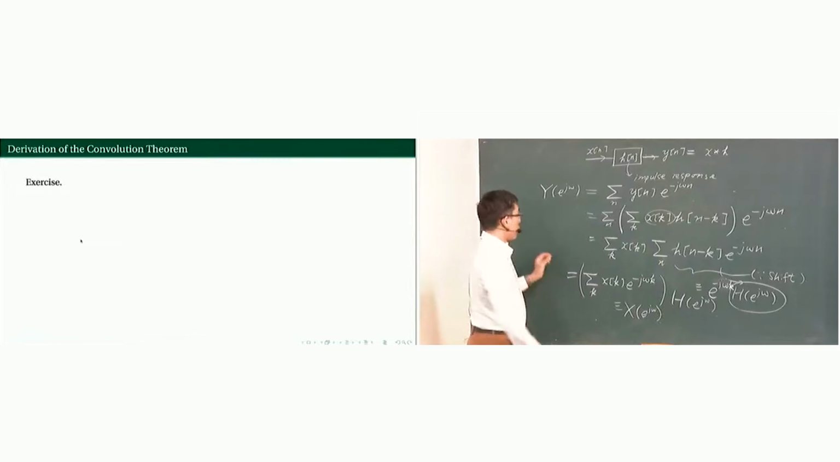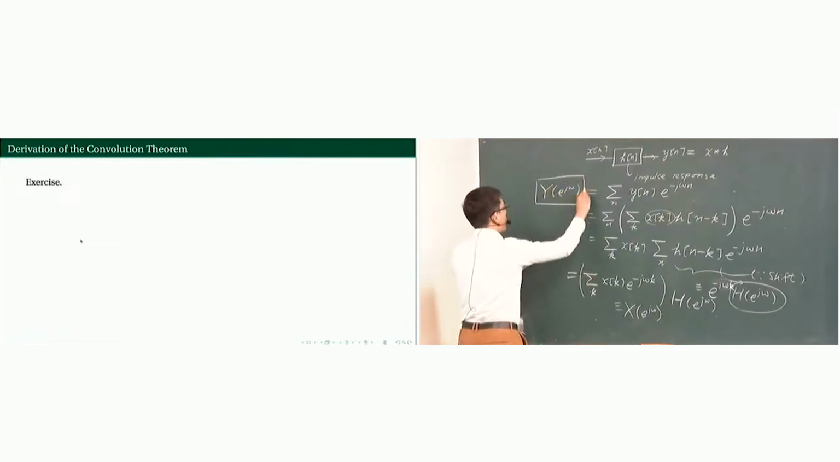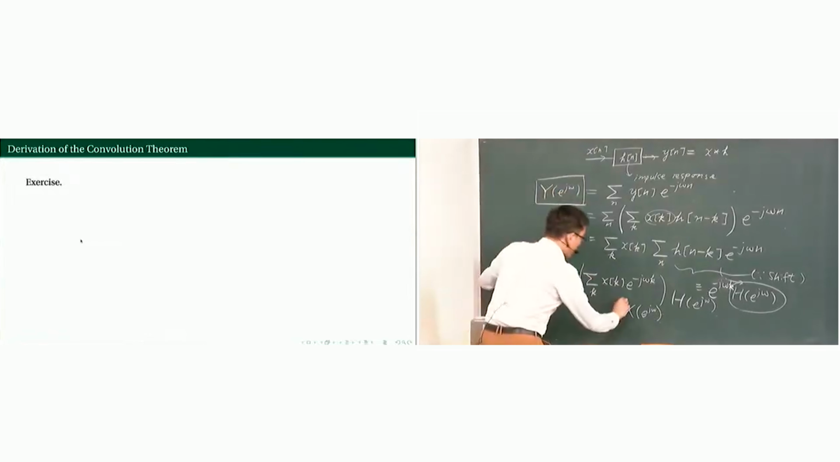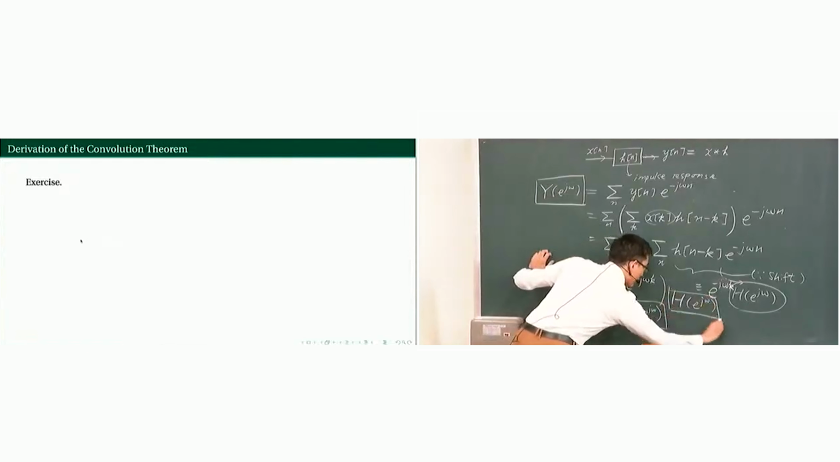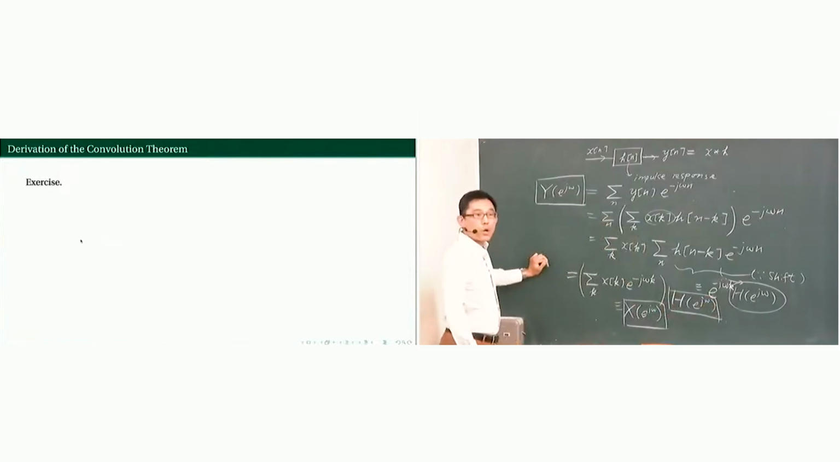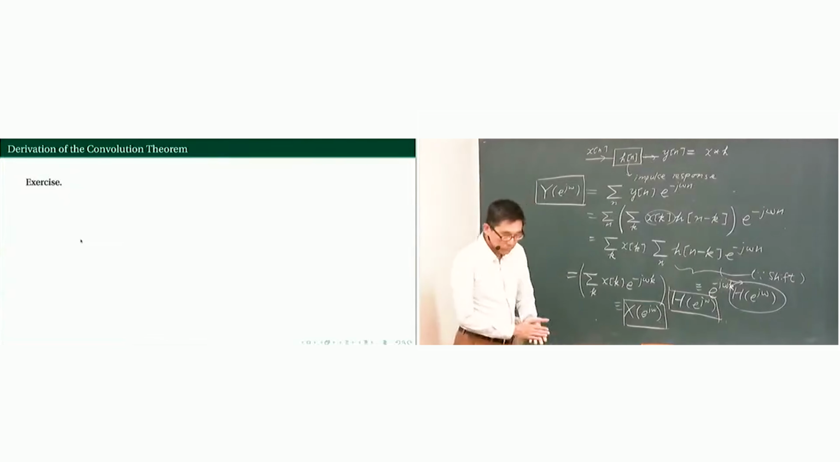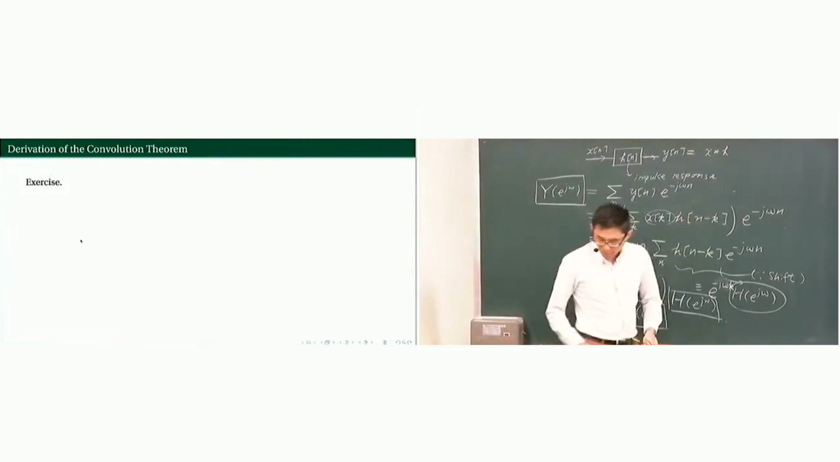Now on the left-hand side, we have big Y. On the right-hand side, we have the product of H and X. So that finishes our concise proof of the convolution theorem. So far so good. I think that's a nice exercise to review once in a while.